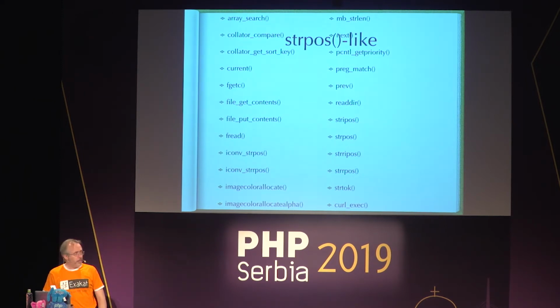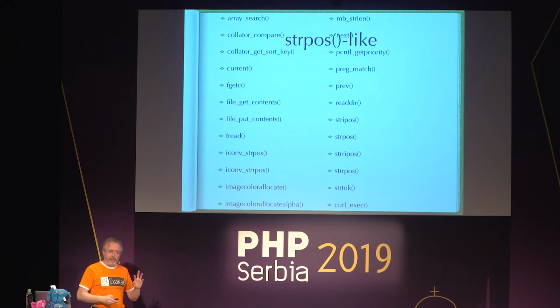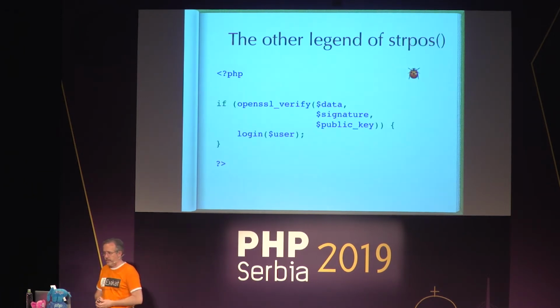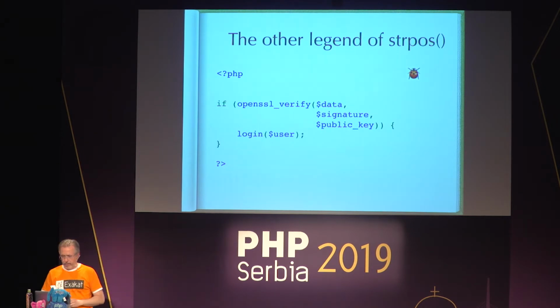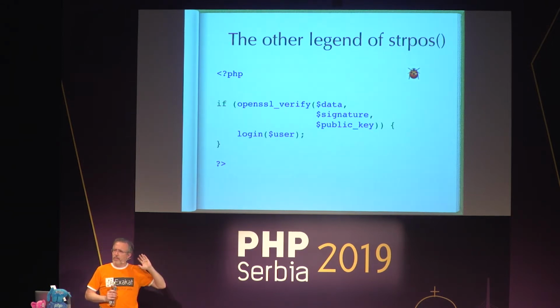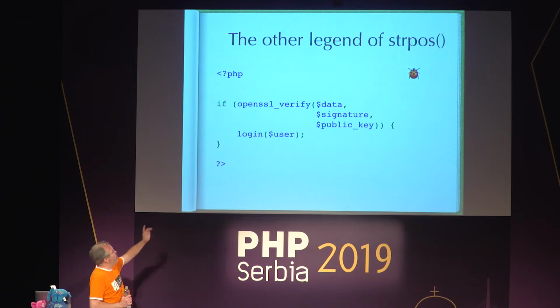Now, strpos is a good one, and I have another anti-pattern for this problem, which is this one. So there's another legend about strpos, and that would be this one. Now, OpenSSL is not often used, but you can basically read the code from here, right? I will try to verify some data with OpenSSL using a signature and a public key. Easy enough, right? No problem with that.